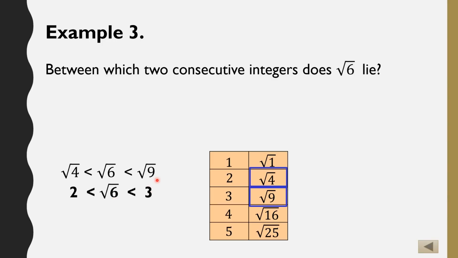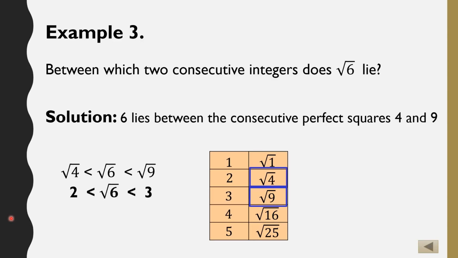And then, square root of 9 is 3. Katulad ng nandito. Solution. 6 lies between the consecutive perfect squares 4 and 9. Therefore, square root of 6 lies between 2 and 3. So, kapag may question na ganito, the answer must be this one. Square root of 6 lies between 2 and 3. Palagi pong dalawa yung number dahil iyong dalawang number na yon na magkasunod, iyon yung pumapagitna o iyon yung nasa dalawang gilid ng given nating irrational number.